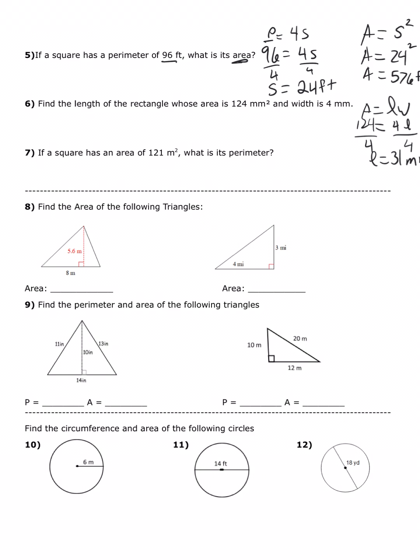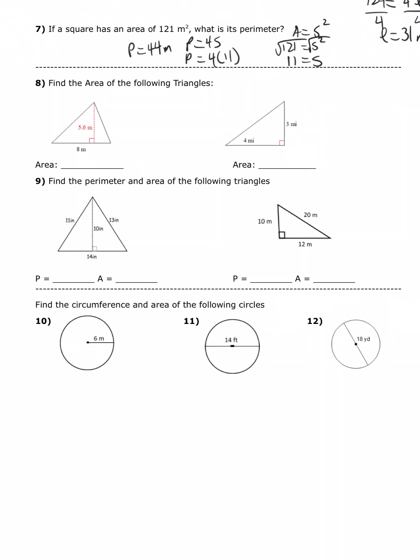All right, now if a square has an area of 121 square meters, what's its perimeter? So area is going to be sides squared. So if 121 equals sides squared, well, I want to get side by itself, so I need to take the square root of both sides, and the square root of 121 is 11. So each side is 11, and so therefore the perimeter is 4 times the sides. So perimeter is 4 times 11. So the perimeter, therefore, would be 44 meters.